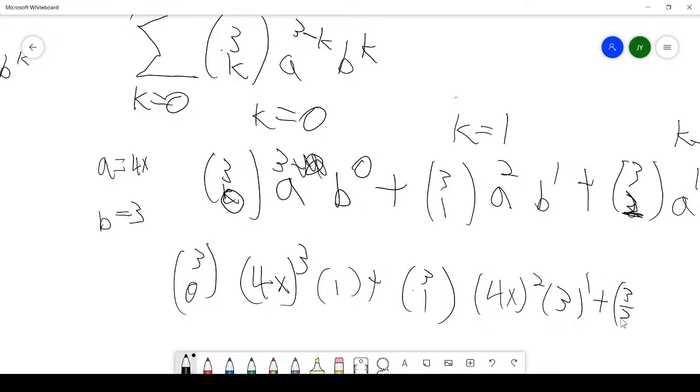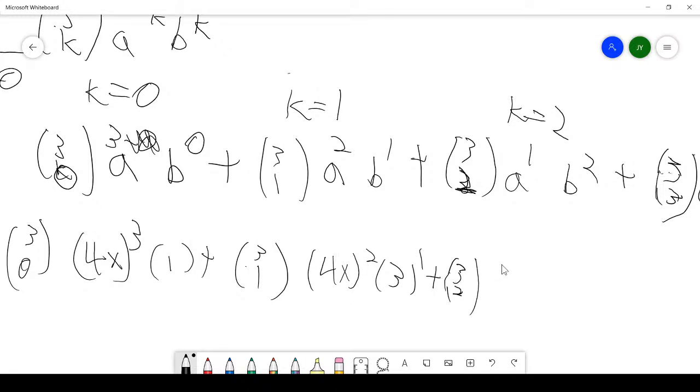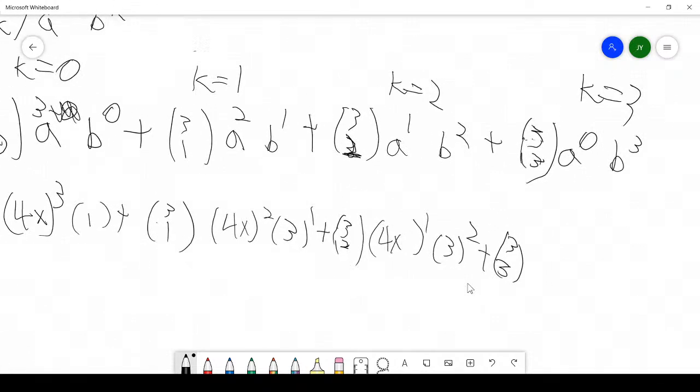plus 3 choose 2, not a fraction again, 3 choose 2, x 1, 3 2, plus finally 3 choose 3, 4x to the 0, which is equal to 1, and 3 to the third power, which is equal to 9.